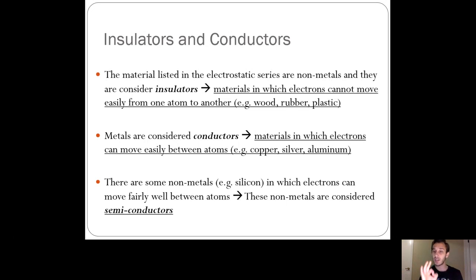Now there are some nonmetals in which electrons can move fairly well, and we call them semiconductors. Silicon is an example of a semiconductor. That is why we use silicon in a lot of computer chips, because the basic principle of electronics is that they send a series of electrical signals through them. They're either sending a signal or they're not sending a signal. If it's sending an electric signal, that's a 1. If it's not sending an electric signal, that's a 0.